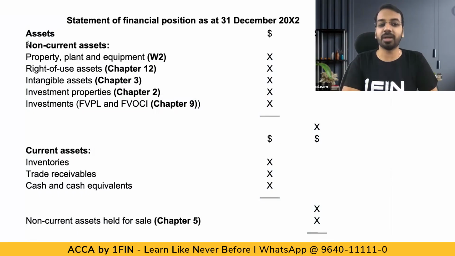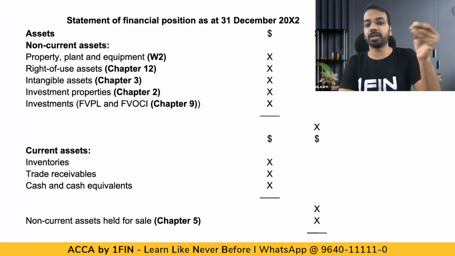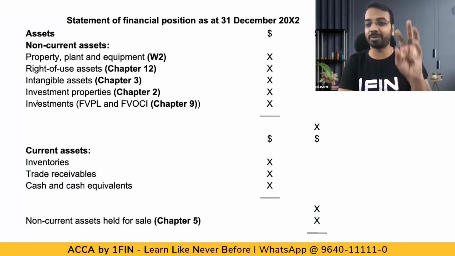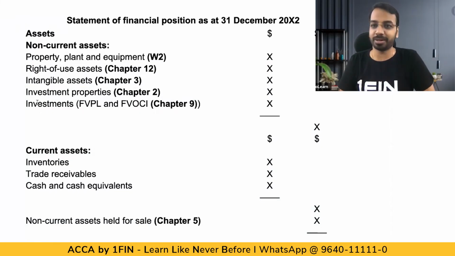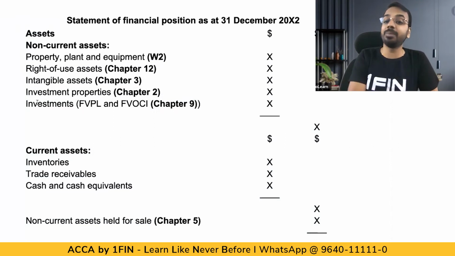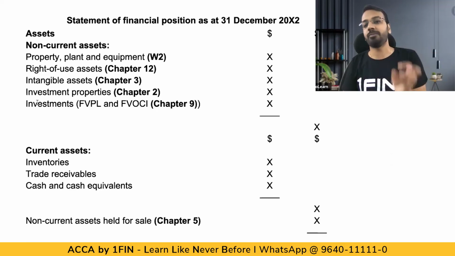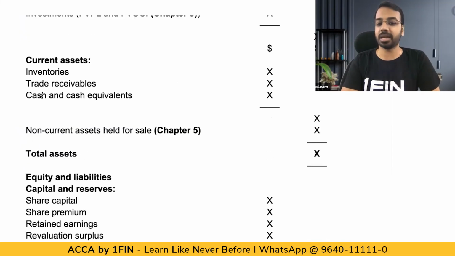Now when you have assets, again, non-current assets, property, plant and equipment, we have a specific chapter. Right of use assets is related to leases. Intangible assets, we have a chapter. Investment properties, non-current assets. Investments, financial assets. All of these, each chapter. So from each of the chapters, you'll understand and prepare this statement. And this can be one question in your 20-mark section where you need to compute, prepare and present a financial statement. Then you have current assets, inventories, trade receivables, cash and cash equivalents.